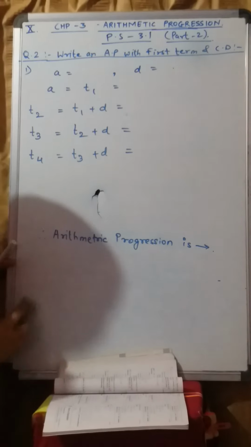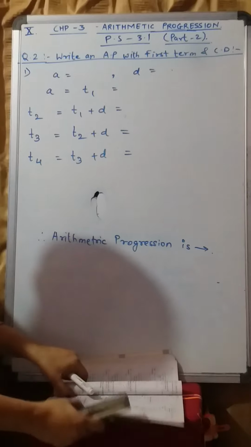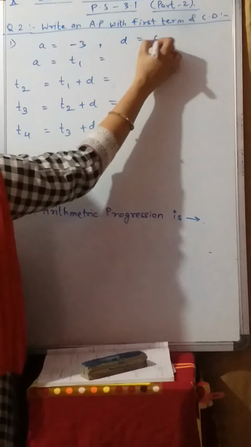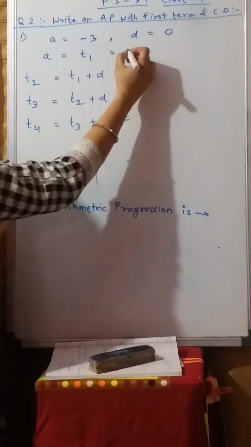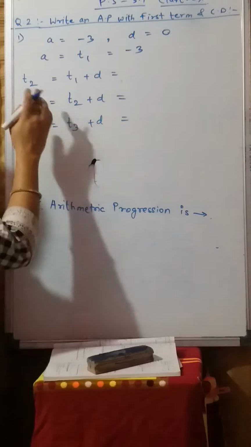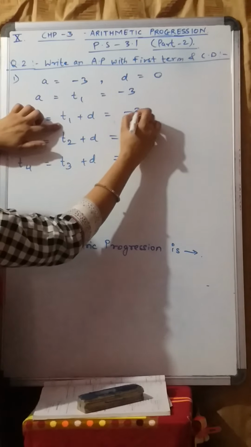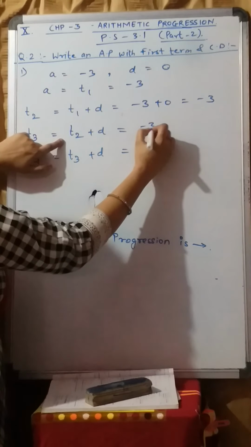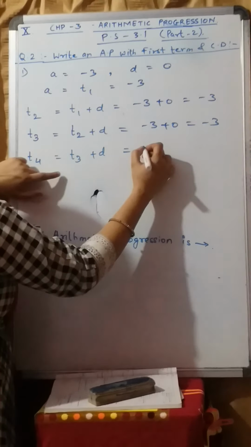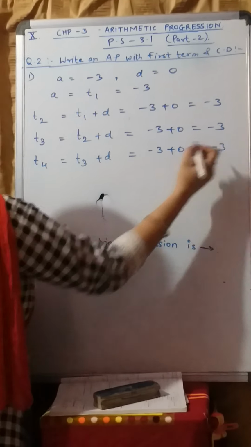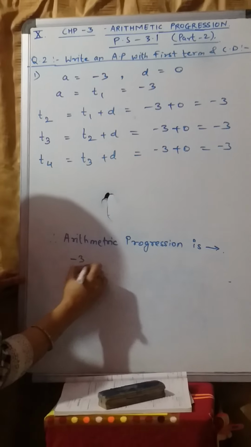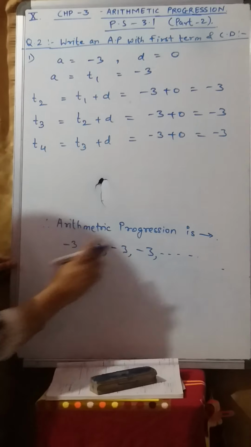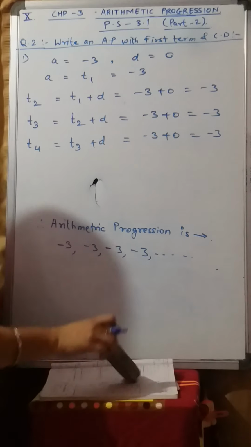Okay. So in the second one, A and D are given as -3 and 0. This is very simple actually. Whenever 0 is given, -3 and 0. See, the first term A, that is T1, is -3 and the common difference is 0. T1 plus D. What is the T1? -3 plus 0. You will again get -3. T2 plus D. T2 is -3 plus 0. You will again get -3 and again -3 plus 0. You will get -3. Means your arithmetic progression is -3, -3, -3, -3. You are going to write first 4 terms. Okay. So this was the second question.